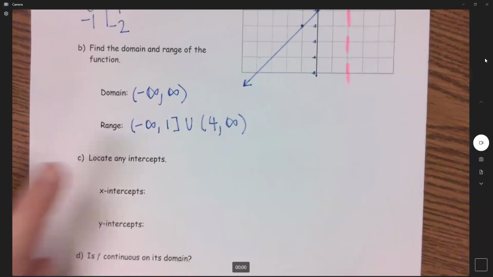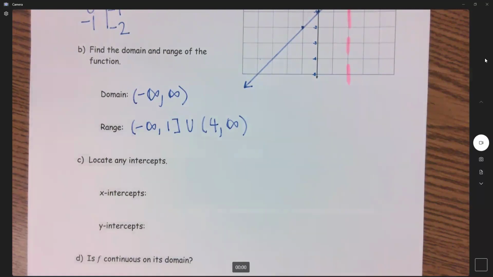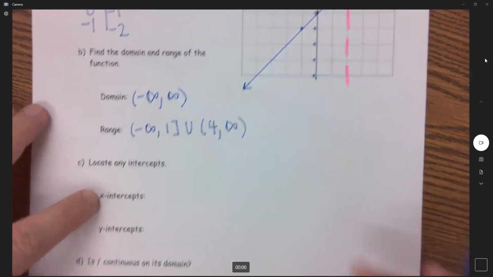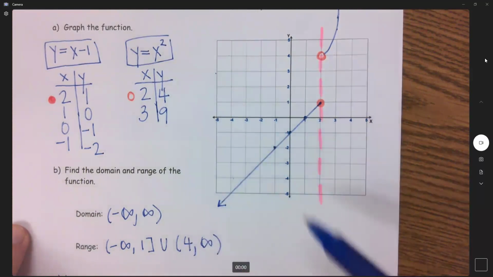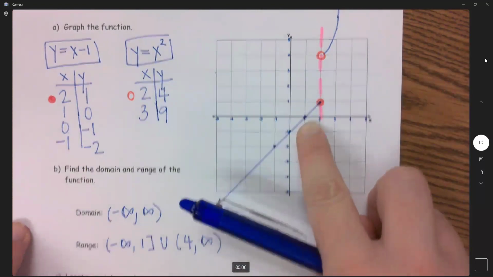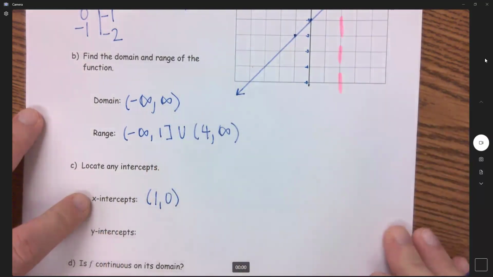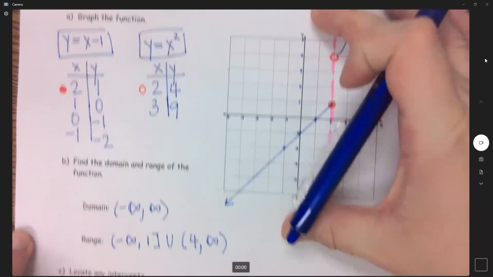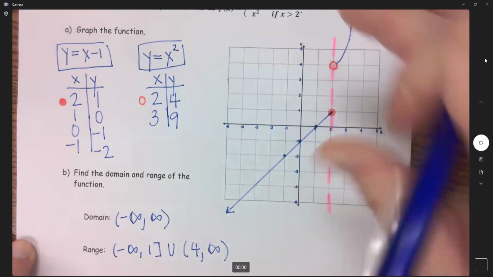Now, intercepts. I don't think on your homework it asks for x and y intercepts specifically, but since we struggle with intercepts, I wanted to break them down a little bit more. So x-intercepts, where is this graph crossing my x-axis? And it's crossing right here at (1, 0). And then y-intercepts, where is it crossing this y axis? And that's at (0, -1).